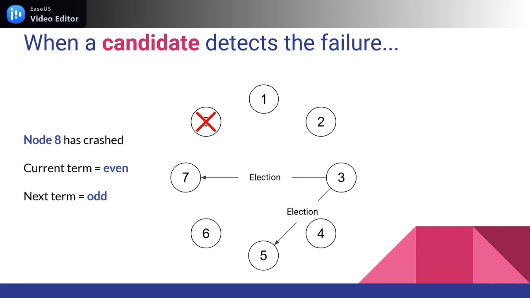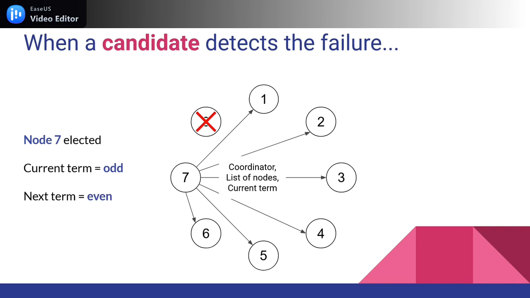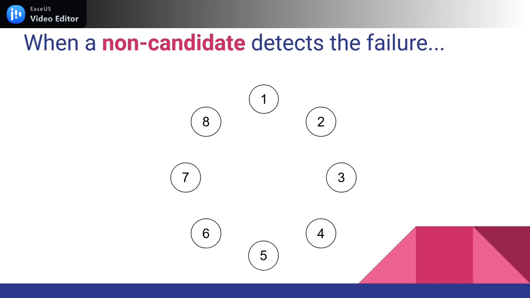After node 3 has sent these messages, it waits for a reply. Any reply will suffice for node 3 to withdraw from the election. Then nodes 5 and 7 start their own election, and the only one who didn't have a reply will be elected. Then node 7 will set the current term to odd and announce itself with the term and the updated list of nodes.